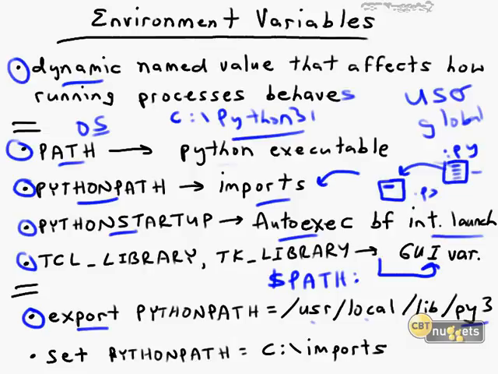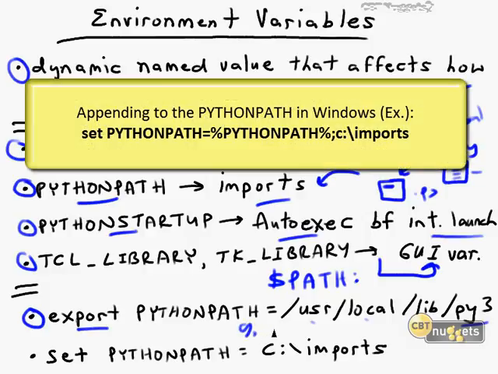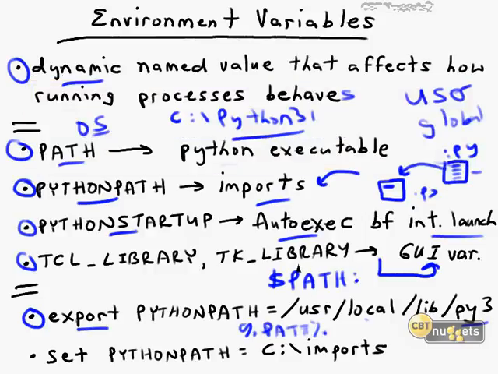Same thing works in Windows. From a command line in Windows, we can use set PYTHONPATH equals, and then here we reference environment variables generically with percents. So we would say %PATH%, or in this case, %PYTHONPATH% for each of these, and you'd separate with a semicolon. So there are just some minor formatting differences. In Windows, actually, you can use the system control panel to manage environment variables.